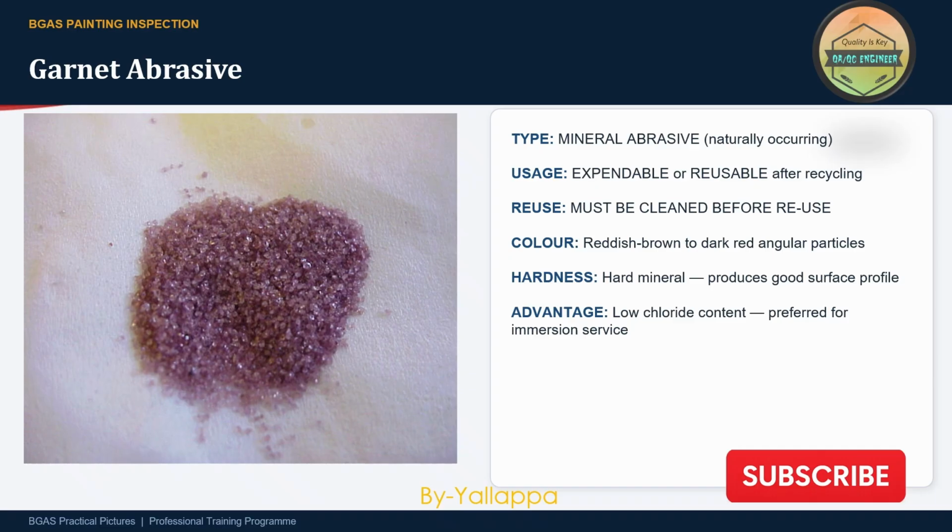Remember: garnet equals mineral abrasive. Low chloride content. Reusable after cleaning.